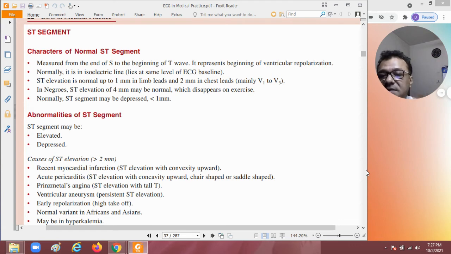What is normal ST segment depression? Up to 0.05 millimeter. That means if ST depression is more than 0.05 millimeter, it is abnormal ST segment depression.